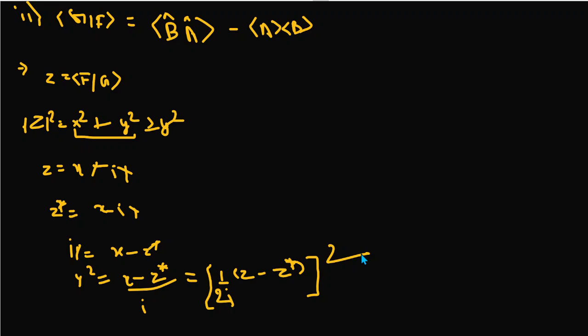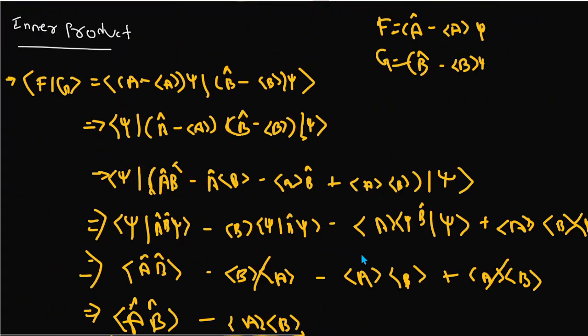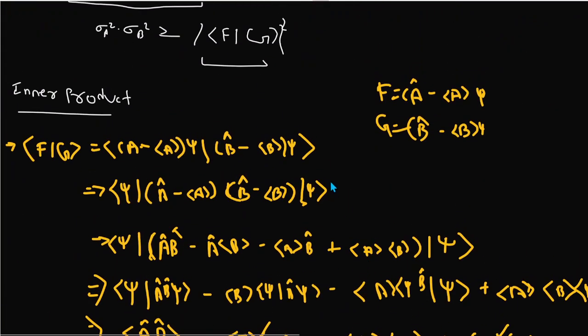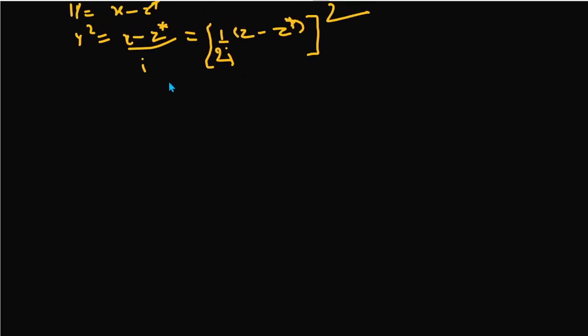Mod z square is equal to x square plus y square, greater than or equal to y square. So why am I using this concept here? Because if you remember, we have let this particular quantity, the inner product of f and g, be z. It means y square here is 1 over 2 iota, z minus z complex conjugate, whole square.